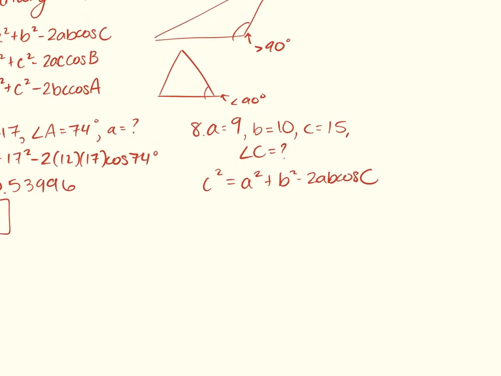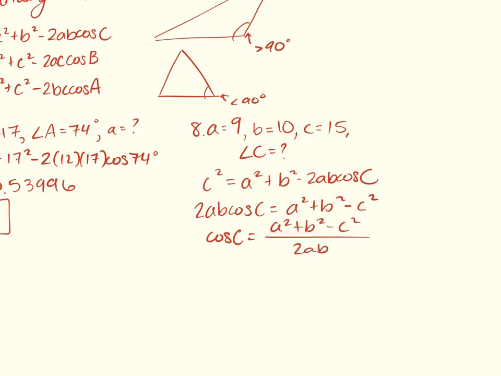So first thing I'm going to do is get 2AB cosine C on one side. So I'm going to add it to both sides, and I get A squared plus B squared minus C squared on the right. Then I'm going to divide both sides by 2AB, and I get cosine C is equal to A squared plus B squared minus C squared over 2AB. And then remember that to find the angle, we have to take the inverse of both sides. So C is equal to cosine inverse of A squared plus B squared minus C squared over 2AB. So we're going to use this new formula down here to solve for our angle C in 8.